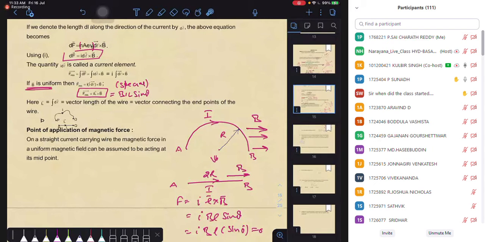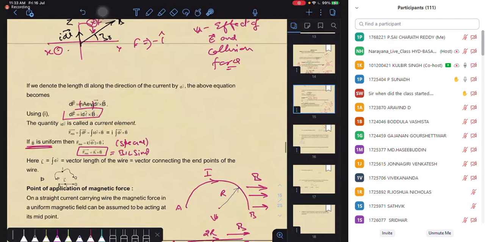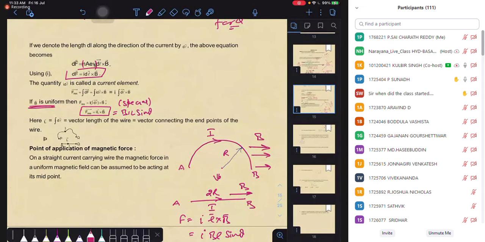So it is not restoring. That's not a restoring force. It is not important.